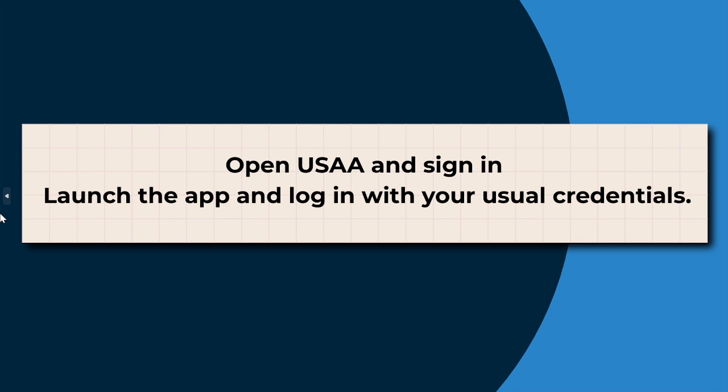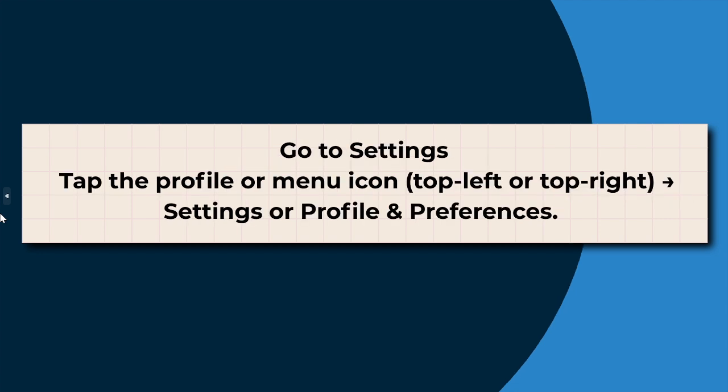Now that we're in, the next step is to navigate to the settings. You can do this by tapping on the profile or menu icon, which can usually be found at the top left or top right corner of your screen. From there, go into the settings or profile and preferences section, depending on what your app version displays.